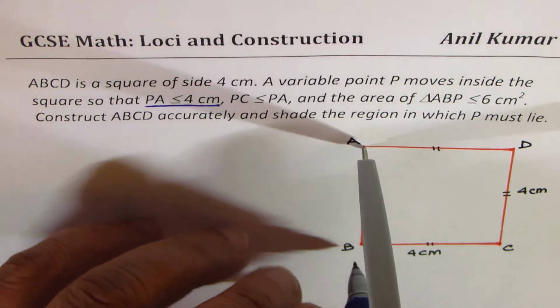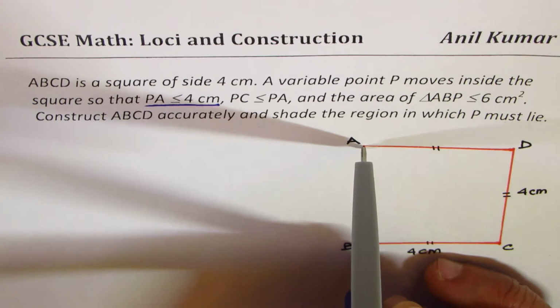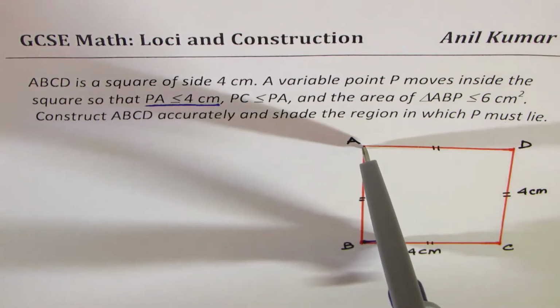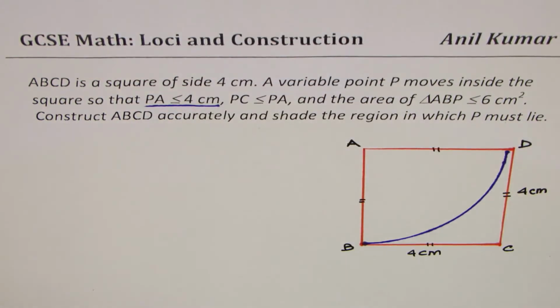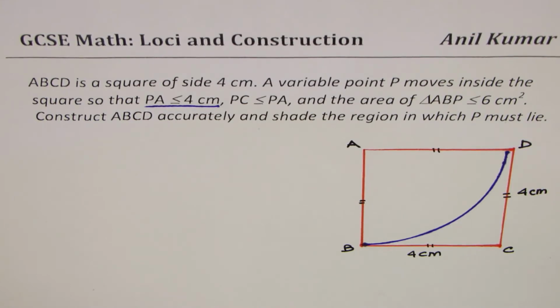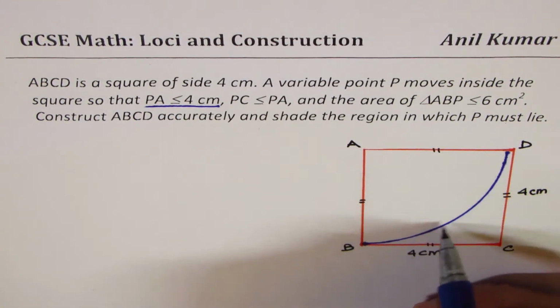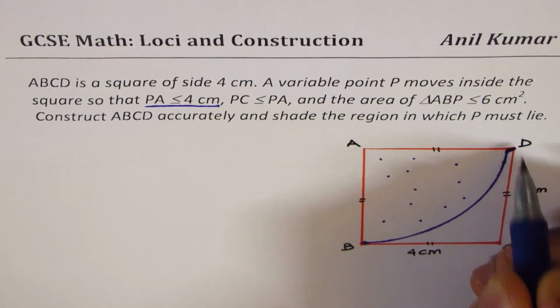So it should actually go from B to D, right? So let's see. Let me adjust it a bit. Okay, so it's almost there. So we could draw this arc. I know the square is not very accurate. Anyway, so that is how it is. So basically, in the first condition, what we are saying is that the point is within 4 centimeters. That means it could be on this arc or somewhere in this area, correct? Assume that this joins point D.